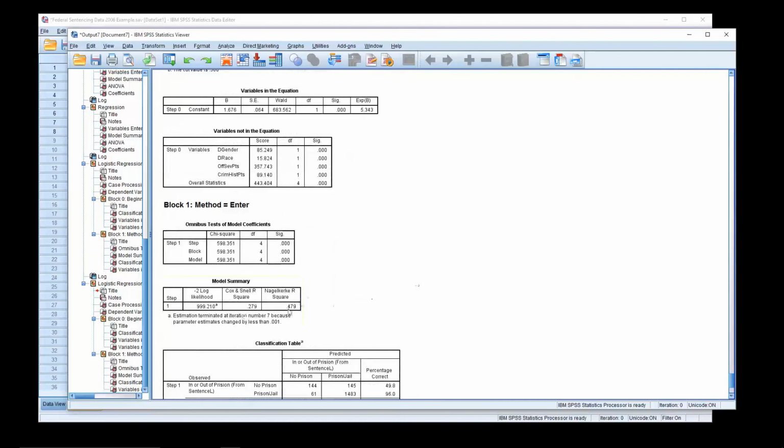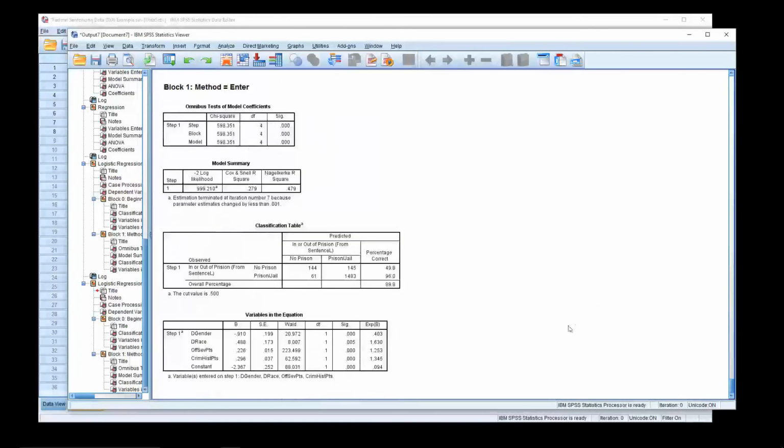Nagelkerke and Cox-Snell. Now look, once again, just like last time, these pop up. Now we're explaining huge amounts of the variation, almost 47%, 48% with the Nagelkerke. So this is indicating that we added a variable in here that's explaining a lot. And since we ran it beforehand, we should know that it's likely to be offense severity and criminal history. And lo and behold, that's exactly what we find, right? So here we find offense severity and criminal history explains quite a bit.